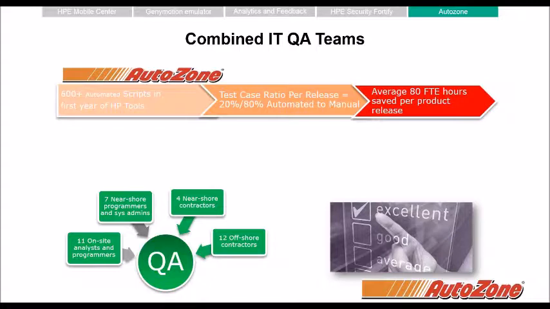Since we've moved away from Compuware's TestPartner product and moved into the HPE suite of tools, in the first year we've automated about 600 scripts in the tool set, which includes the mobile tool set as well. We're still struggling to get all of those tests automated. We have about a 20 to 80% automated to manual ratio on our testing, and we're trying to improve that every day. But as we move to more automation and shift left more, we're saving an average of about 80 FTE hours every time we release a product. So that's real hours and real money that we can count and use elsewhere.